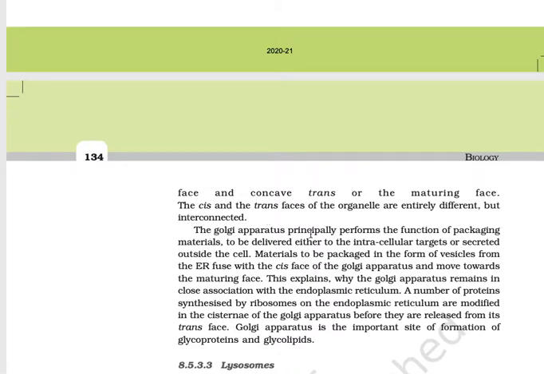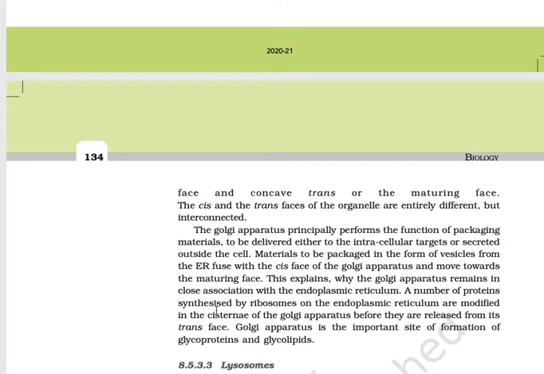The Golgi apparatus principally performs the function of packaging materials to be delivered either to the intracellular targets or secreted outside the cell. Materials to be packaged in the form of vesicles from the ER fuse with the cis face of the Golgi apparatus and move towards the maturing face. This explains why the Golgi apparatus remains in close association with the endoplasmic reticulum.